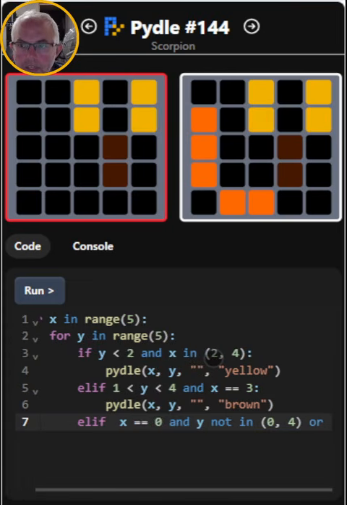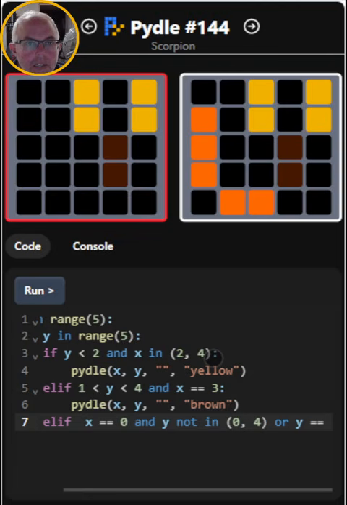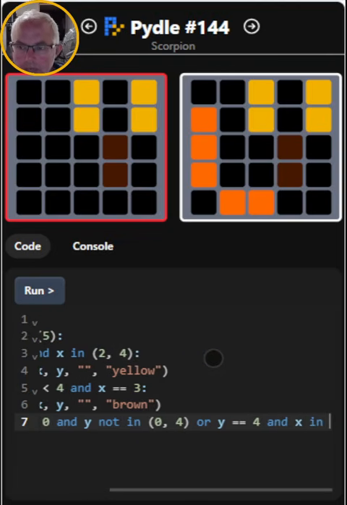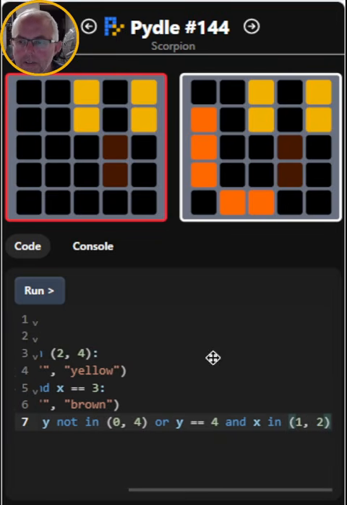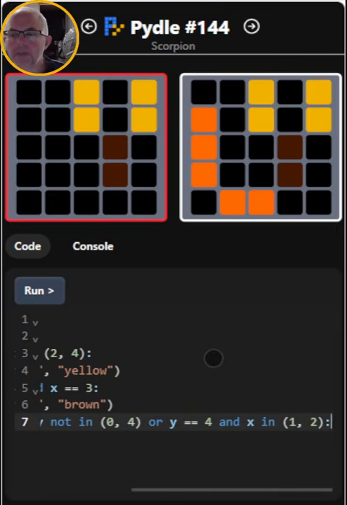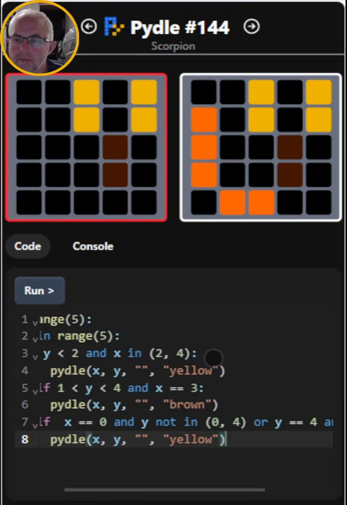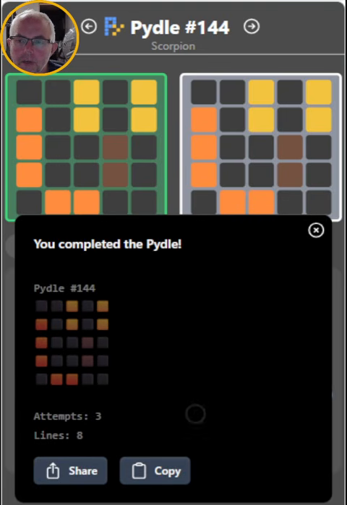or y equals 4 and x in 1, 2. Okay, so there's various ways of doing that. That's one way to do it, and it's quite compact. Okay, that solves the Pydle from yesterday.